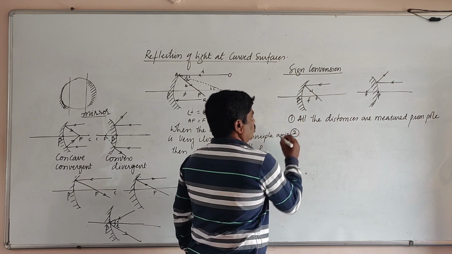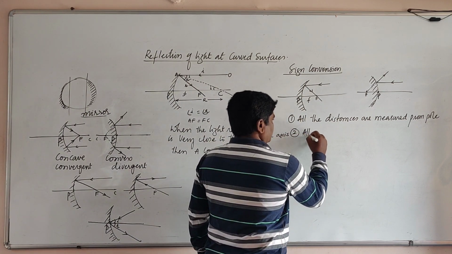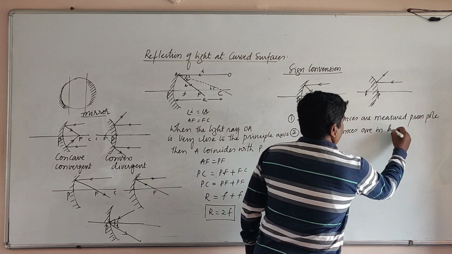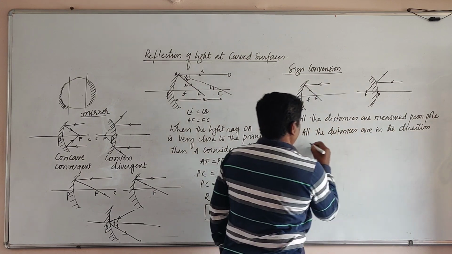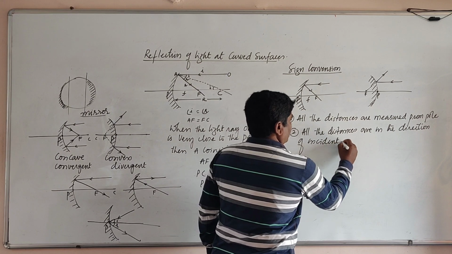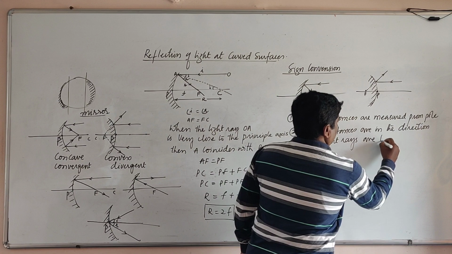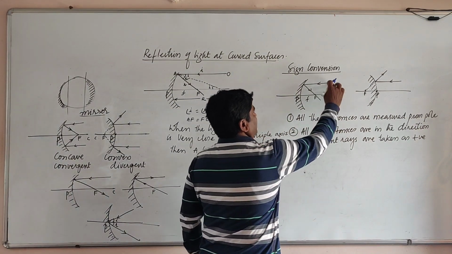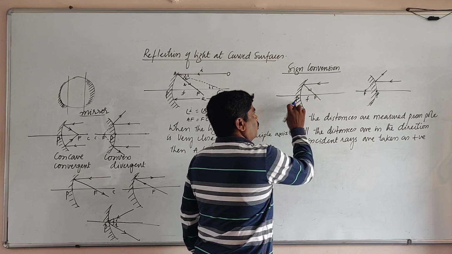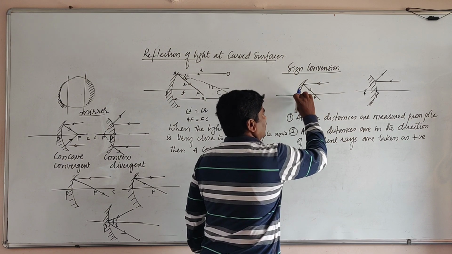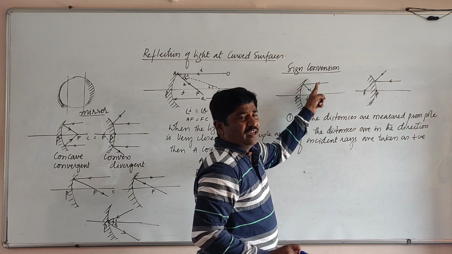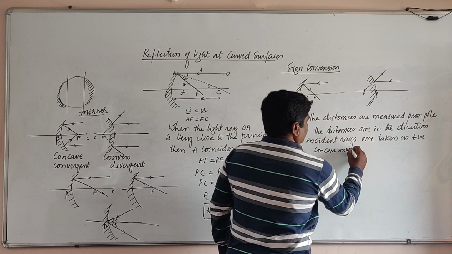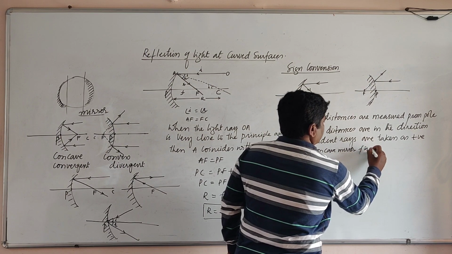That is the first rule. The second rule is what? All the distances in the direction of the incident rays are taken as positive. So this is the incident ray. The distances are taken from the pole P to F. PF is the focal length. The focal length we take from the pole P, but it is opposite to the direction of the incident ray in the case of a concave mirror. So for a concave mirror, the PF value, F, is negative.